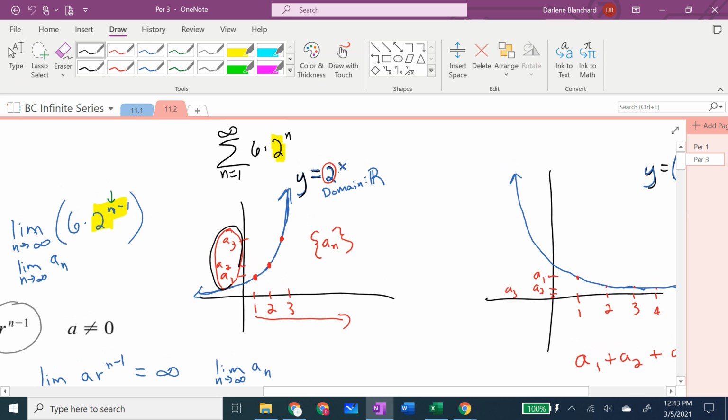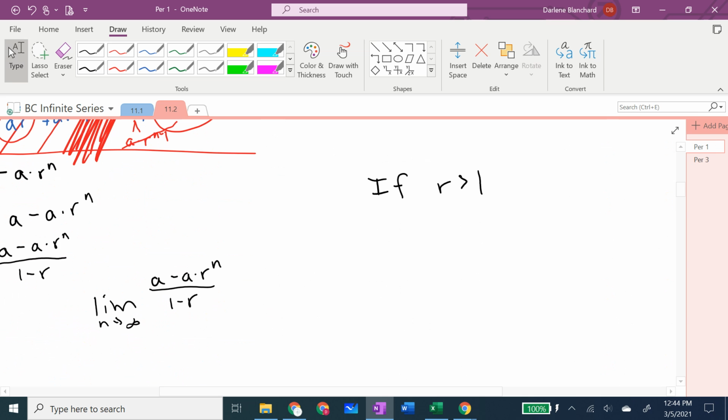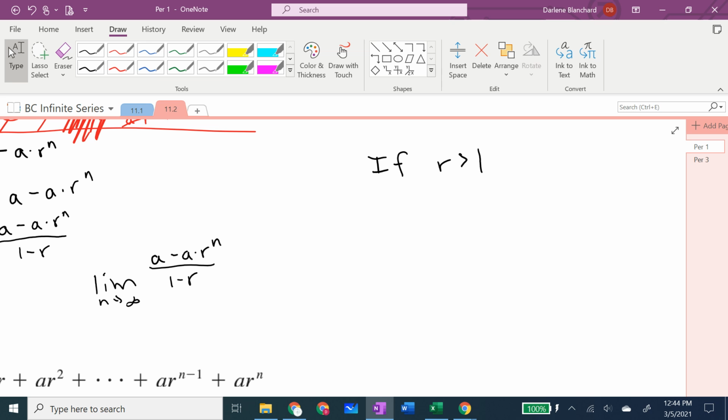If you are dealing with an r that is greater than 1, then you are dealing with something matching the continuous graph, somebody who has its points on the continuous graph of exponential growth. And I'm not even going to bother mathematically showing you. You should be able to logically understand that there is no way you're going to get a converging series if you continue to create terms by multiplying by greater than 1.